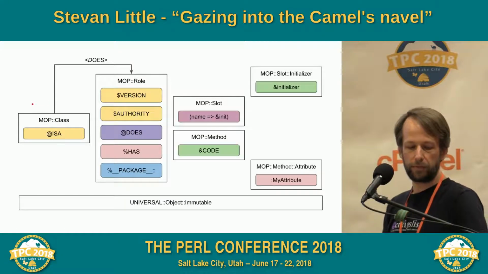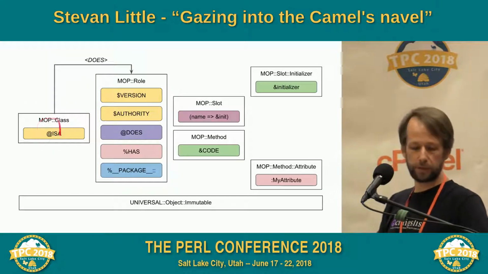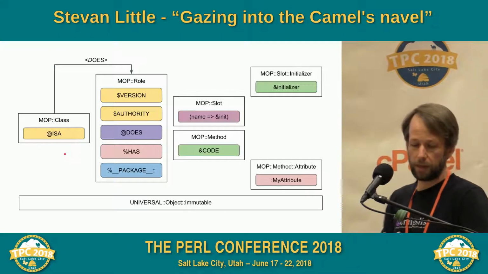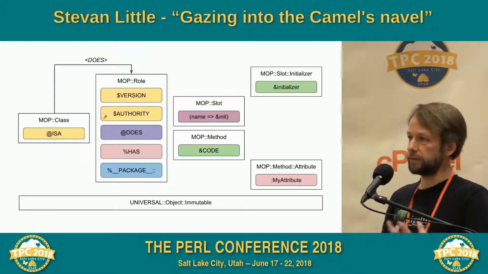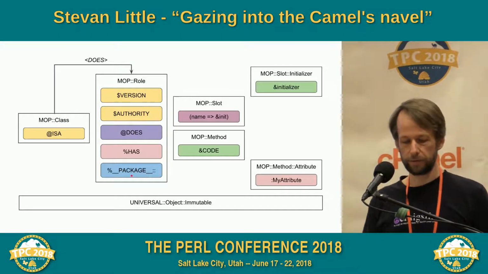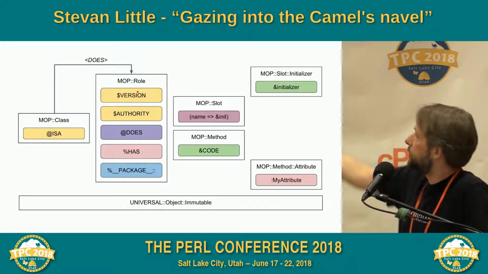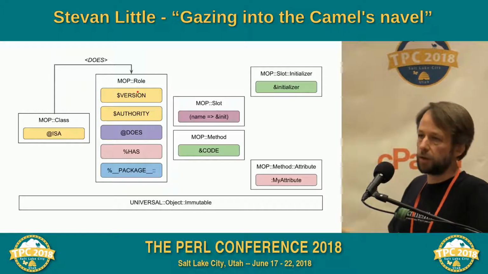Most people think of classes as a big part of your object system. Most people think of that as sort of the top of this hierarchy, but it really isn't. Mop role is the important part of this. Mop role gives you access to a version method, which obviously reads the version variable. Also the authority variable, it's got an authority method.